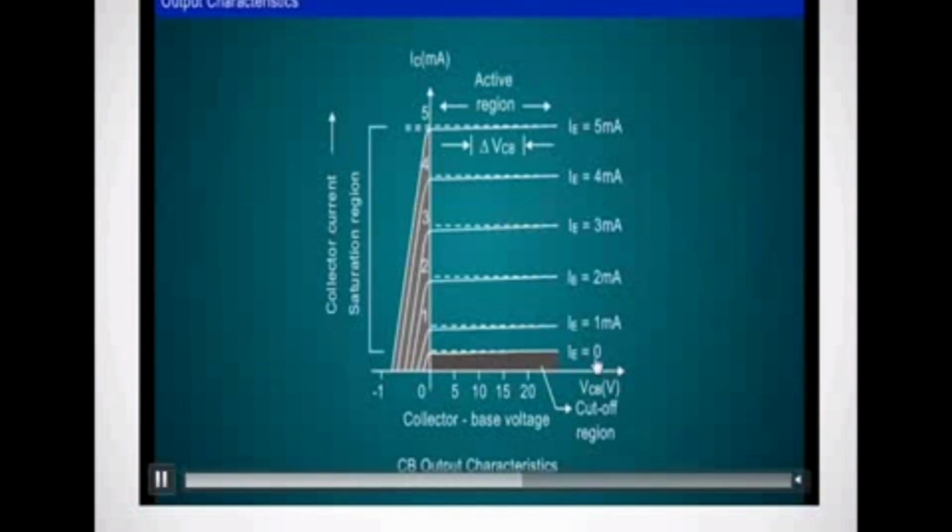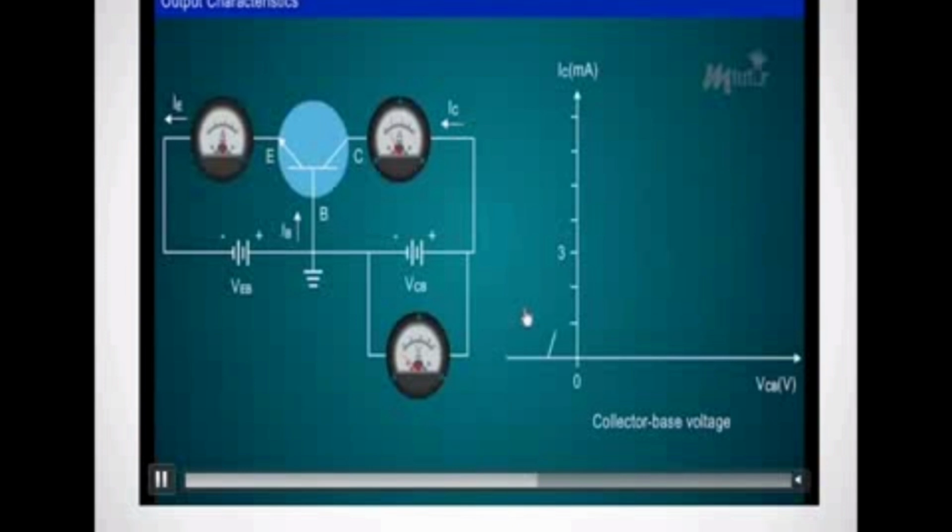It's called the cutoff region. Below that line, the transistor does not work in this region. This is called the saturation region. The current does not flow more than this region. It's called the saturation region, and this is called the cutoff region.